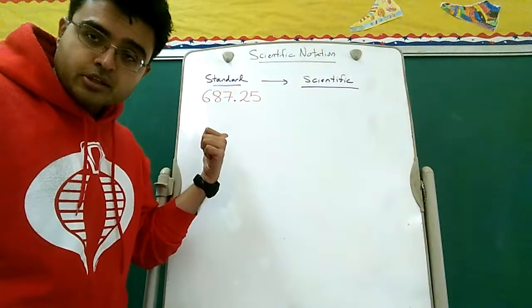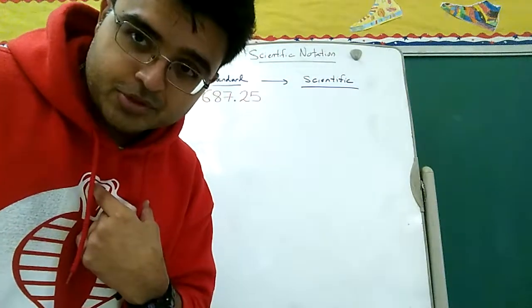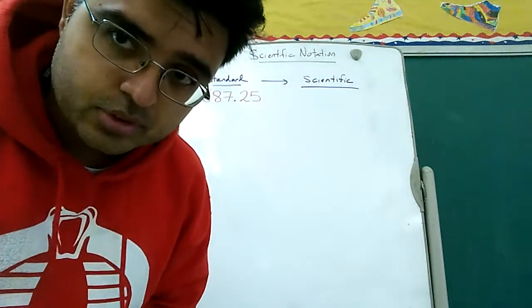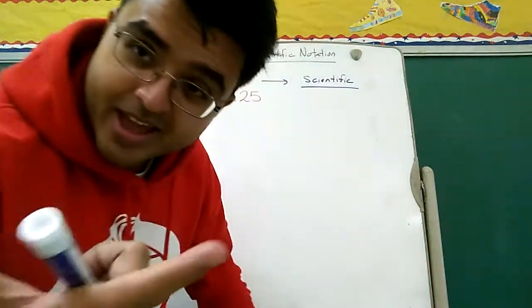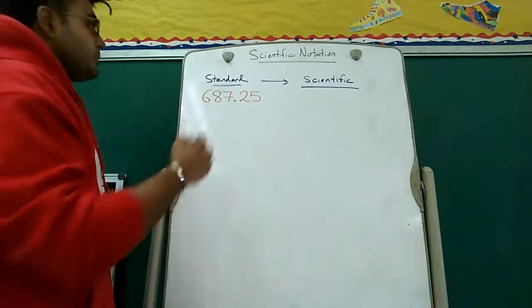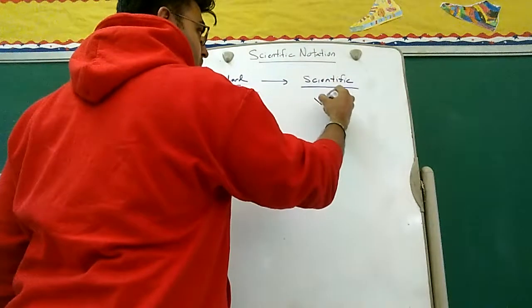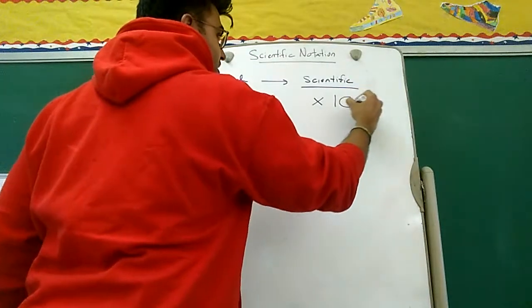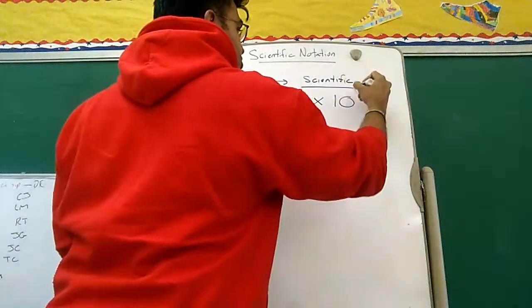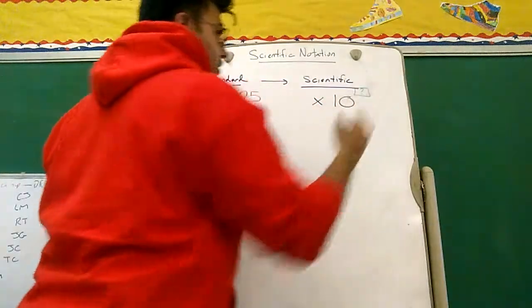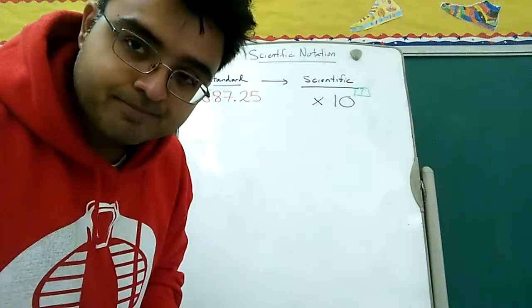This regular standard number that you and I both use, scientists will never use, because their favorite number is the number 10. So I'm going to have to change this standard number into something where I multiply it by 10 to the power of some mystery number. So that's step number one. That's the first thing we're going to do.